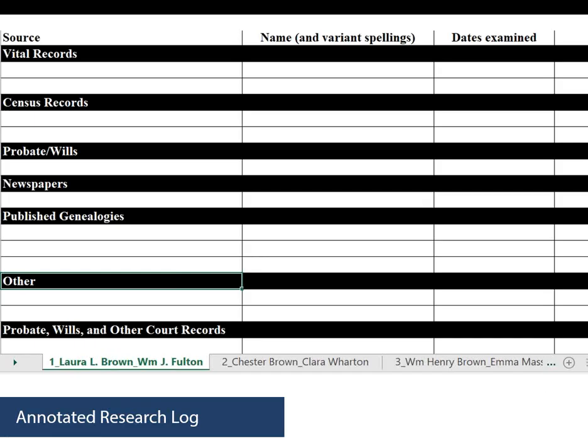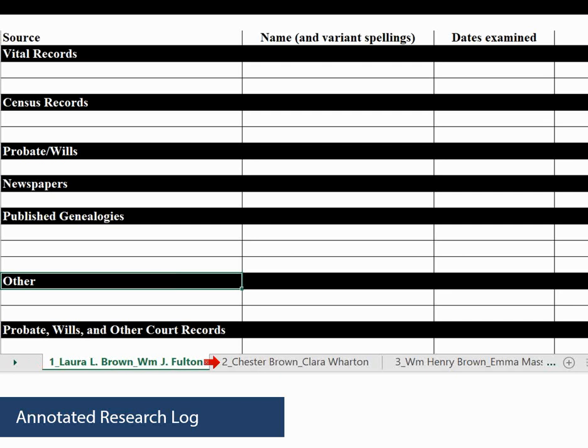So I'll show you an example here. This is what I like to do when I'm working on a particular line of yours. So these are my grandparents here, who I've designated as generation 1. So Laura L. Brown is my grandmother, and William J. Fulton is my grandfather. So I'm including the two of them as a couple on their own sheet. So all of the information that I have for Laura L. Brown and William J. Fulton should be on this particular tab of this sheet.